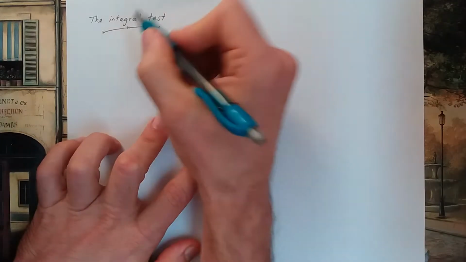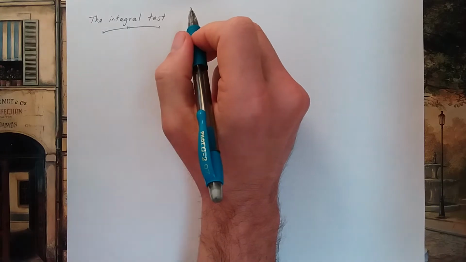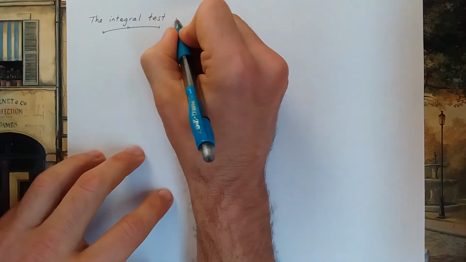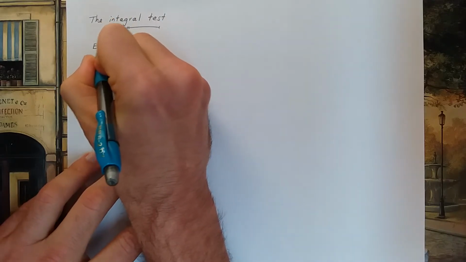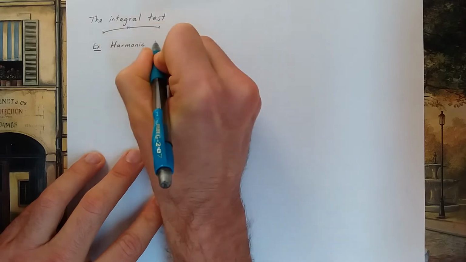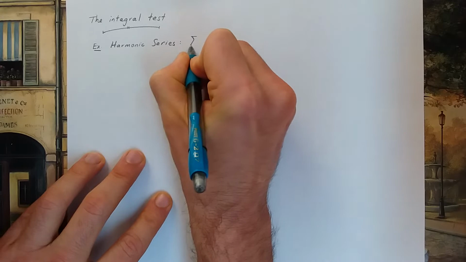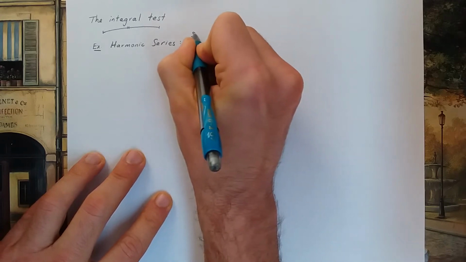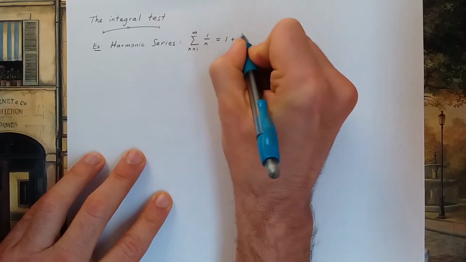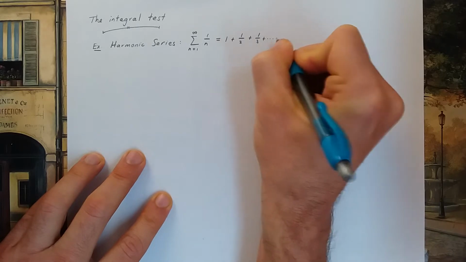This video will introduce the integral test to decide whether or not a series converges or diverges. So we've seen a famous example. Let's start off with the harmonic series again. We saw that in our last video. The harmonic series is the sum of 1 over n. It starts off as 1 plus 1/2 plus 1/3, and so on.